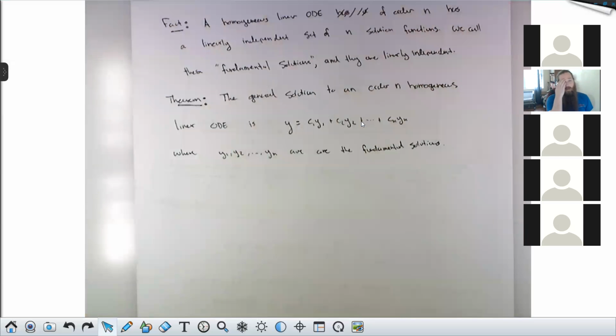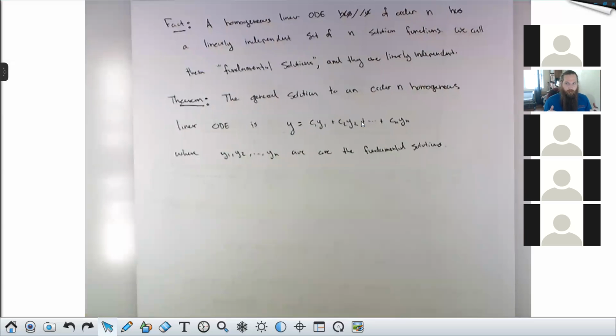This is good news. What it means is that when you're solving one of these equations, say an equation of order 2, if you can find 2 linearly independent solutions to the homogeneous equation, you know you found them all. Once you have two linearly independent solutions, the general solution, meaning all possible solutions, is just constant times the first plus constant times the second. That's it. Nothing crazy.